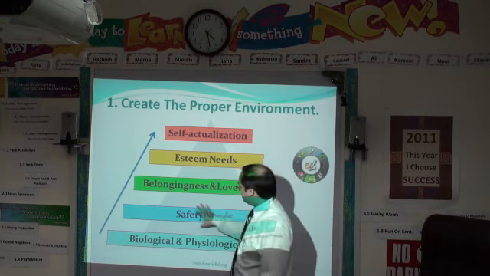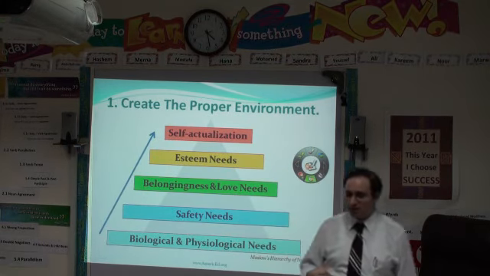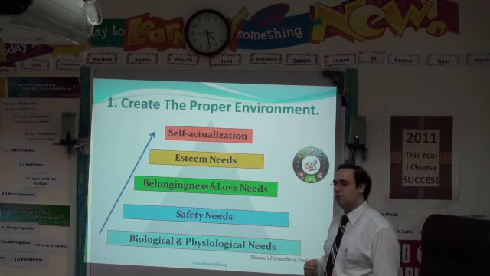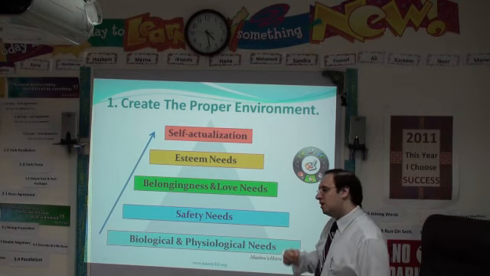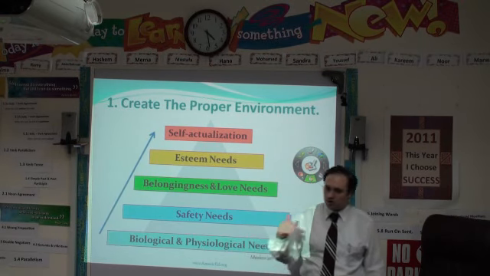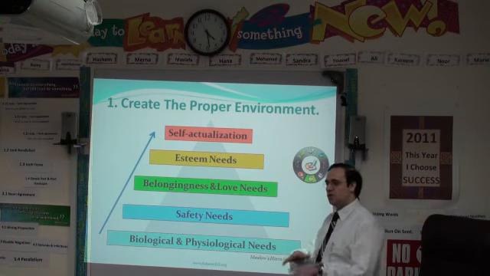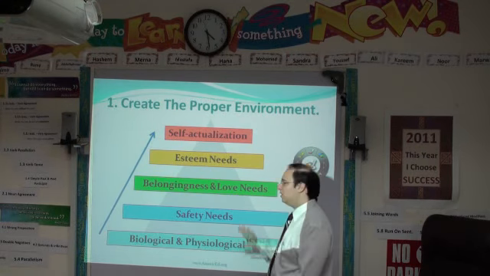Now, as a teacher, I need to make sure that my students feel safe. I need to be the policeman in my classroom. I need to enforce the rules in my classroom. I need to make them confident that if something is threatening their safety, or if someone is threatening their safety, I'm there to protect them. It is my job to make sure that they are safe and well in my classroom.